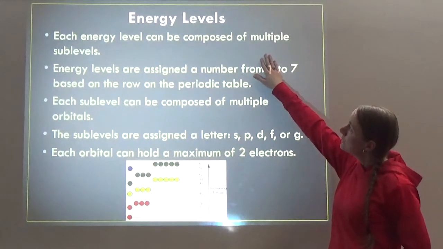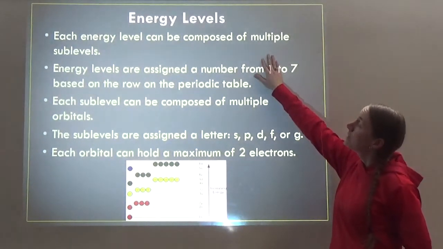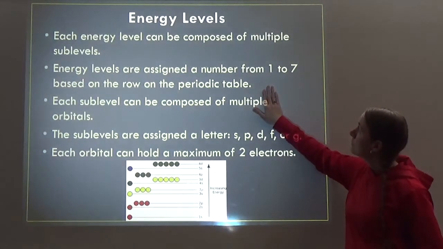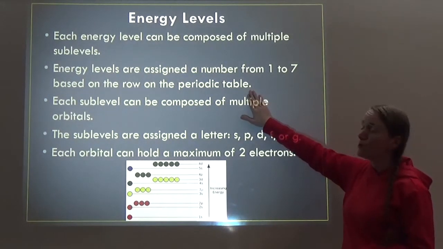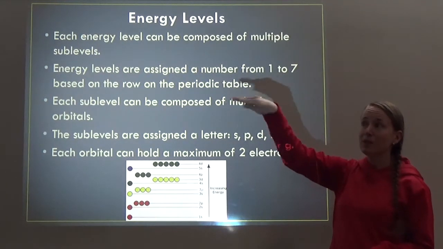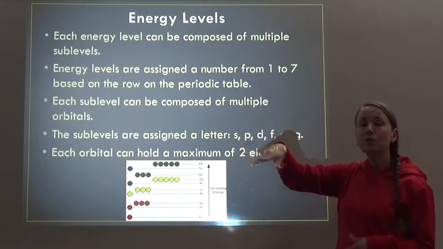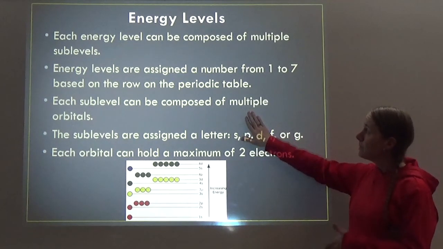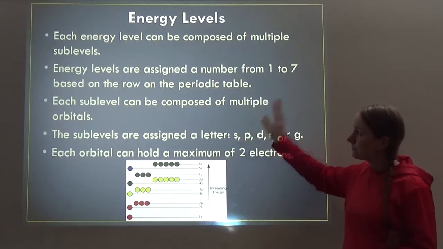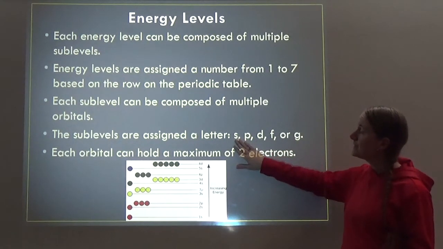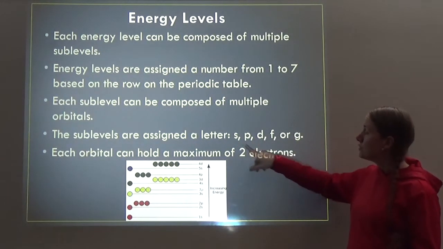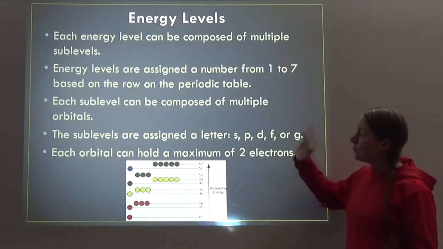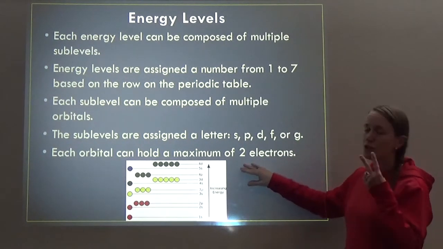Each energy level can be composed of multiple sublevels. Energy levels are assigned a number from 1 to 7 based on the row on the periodic table. So there's 7 periods or 7 rows on the periodic table, there's 7 energy levels. Each sublevel can be composed of multiple orbitals. The sublevels are assigned a letter. And so you have a choice of S, P, D, F, or G. And then each orbital can hold a maximum of 2 electrons.